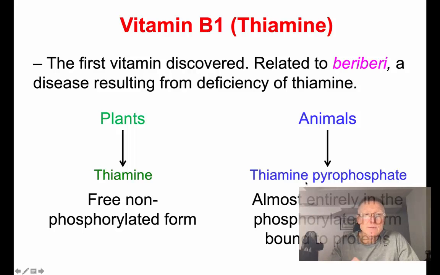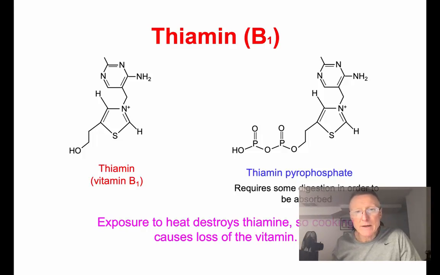Basically, in the animal form, it's inside of the cells, and once it gets in the cells, it binds to certain proteins. So it's what we call the phosphorylated form. So 2 different sources you can get thiamine, or vitamin B1. This is the way the molecule looks. So this is the thiamine, the plant derived one, on the left, and you can see here the thiamine pyrophosphate on the right, where you have a phosphate group attached to it.